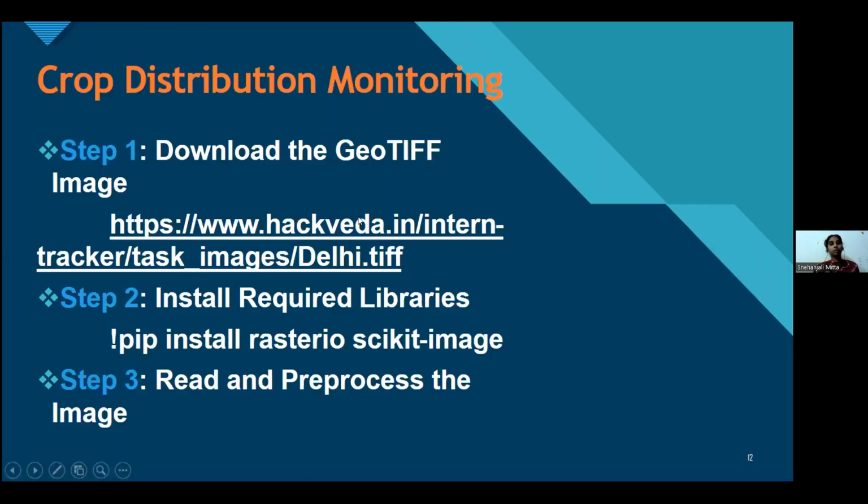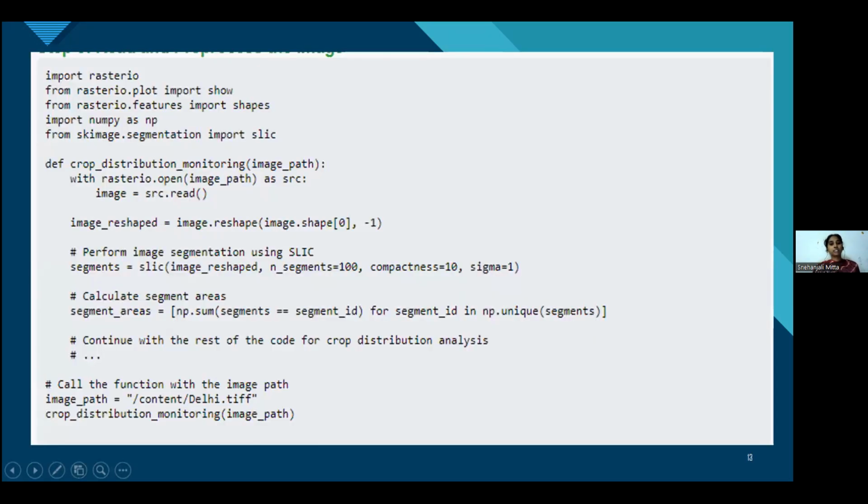For crop distribution monitoring, firstly, we need to download the image for which we need the crop distribution. Then we need to install the required libraries. I have installed rasterio and scikit-image. Next, the code will be this.